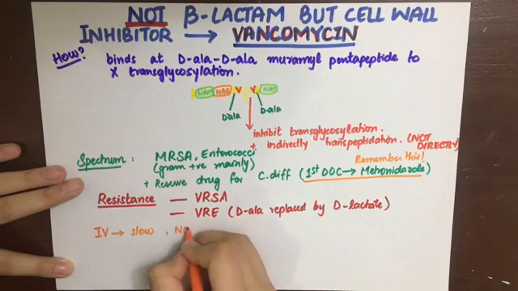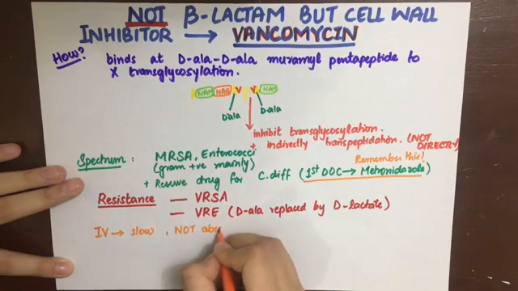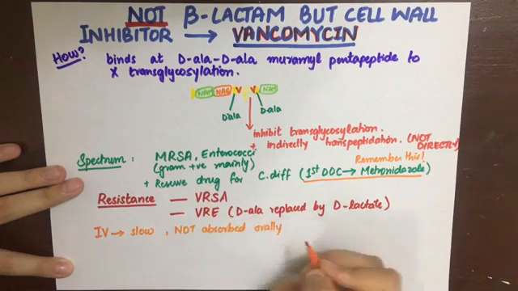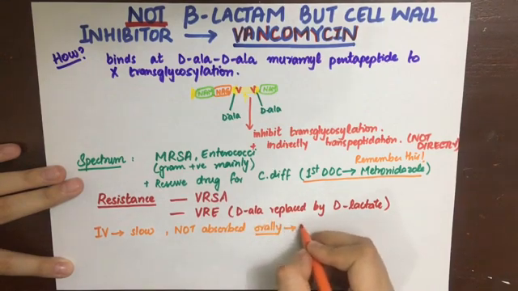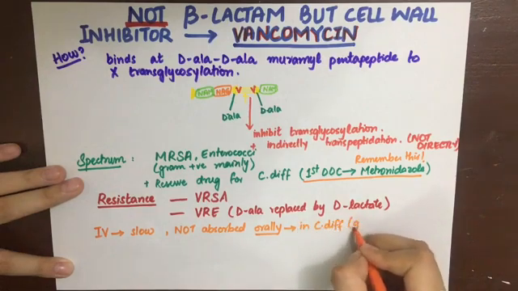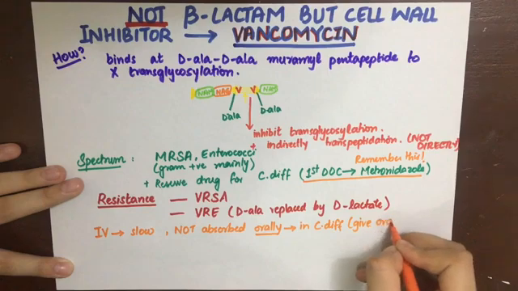Vancomycin is only given IV or IM, and it is not absorbed orally from the GIT, but if you want to give it for the Clostridium difficile infection, then you can give it orally because it will not be absorbed and it will perform its function in the GIT where you intend to do it.